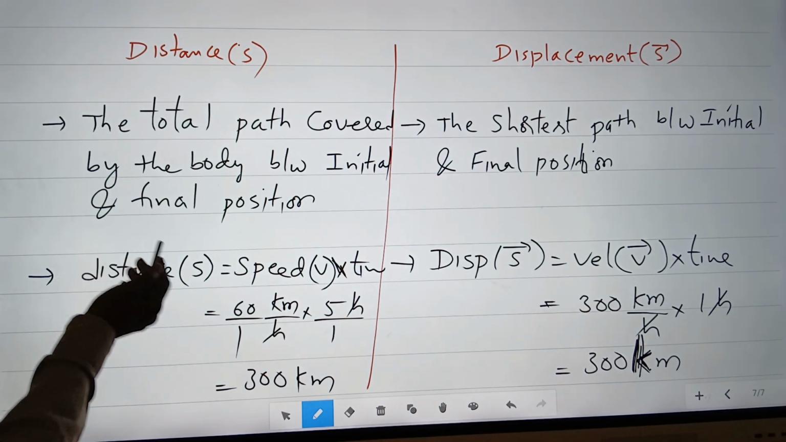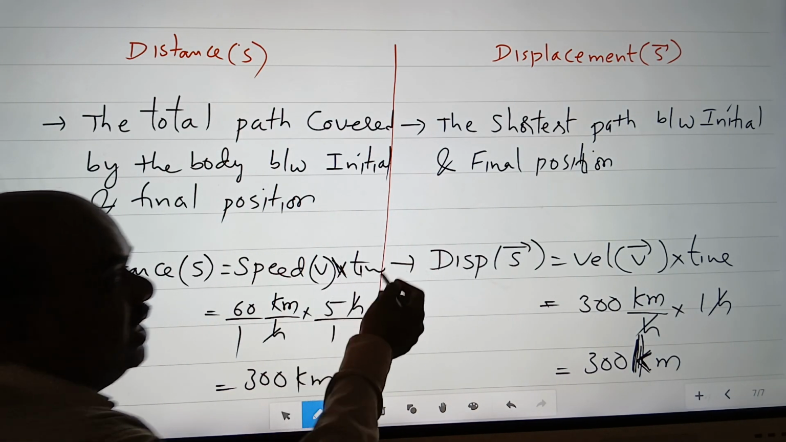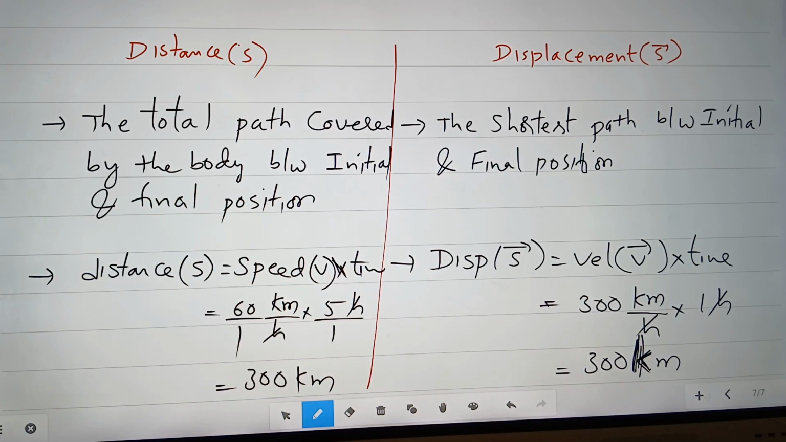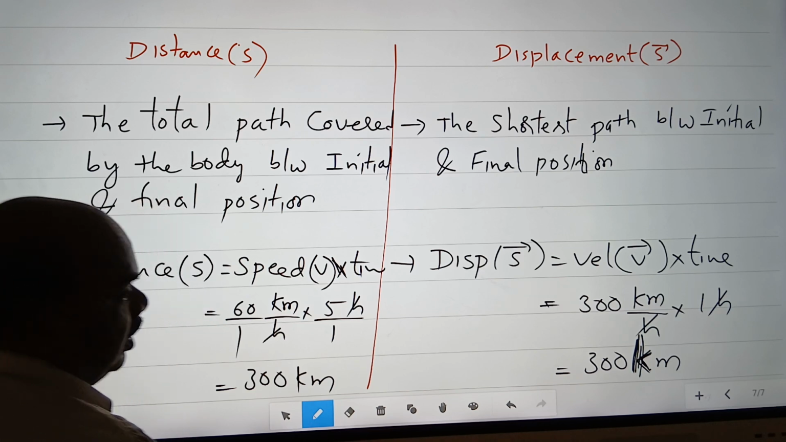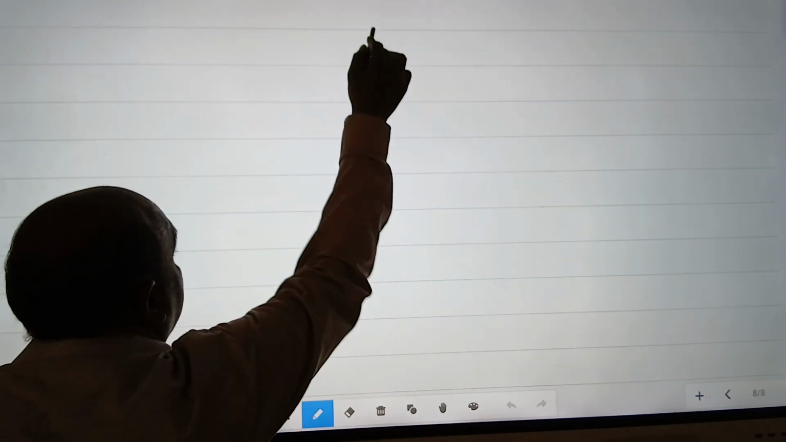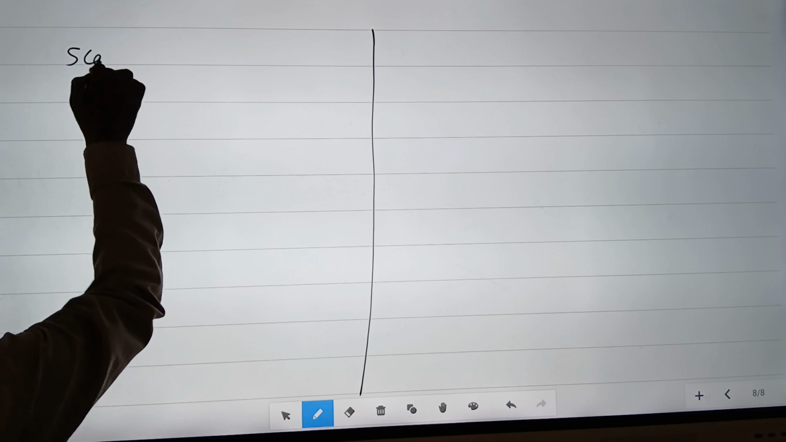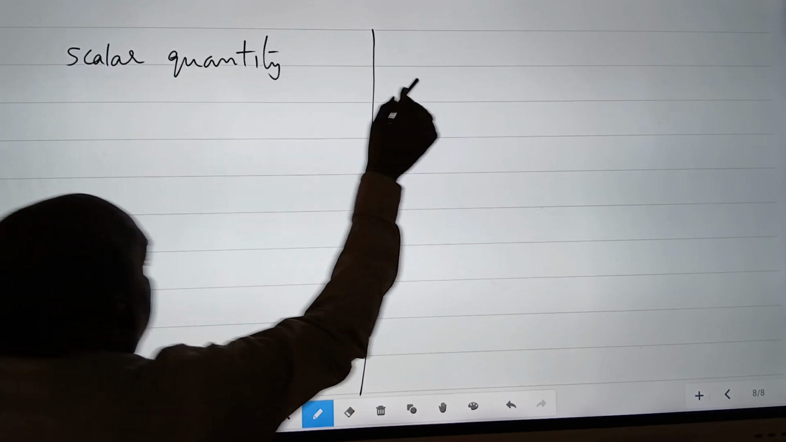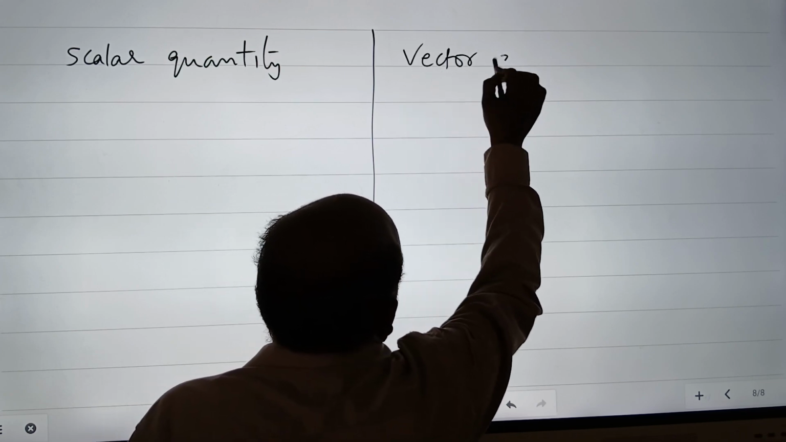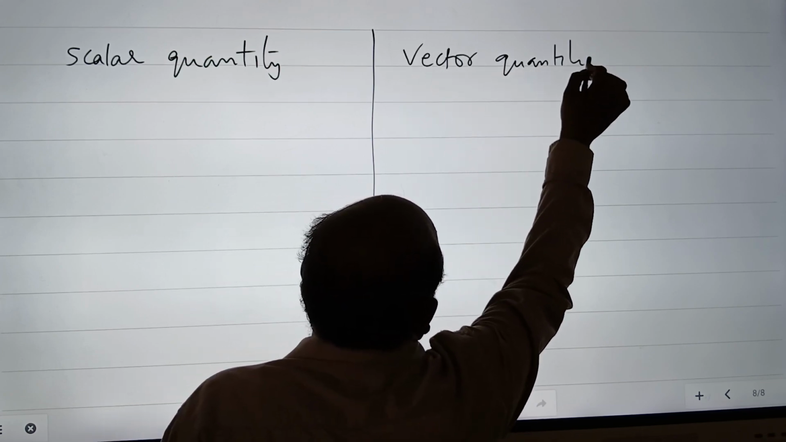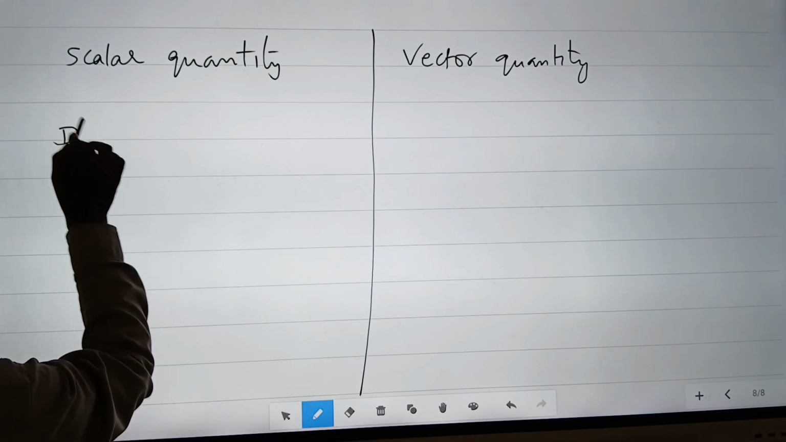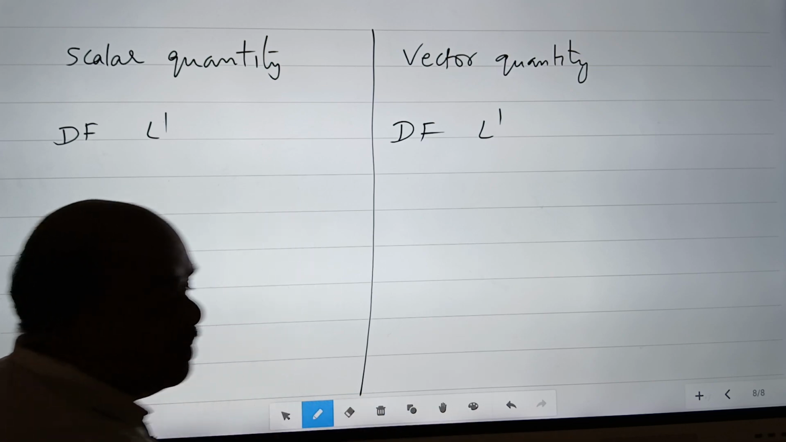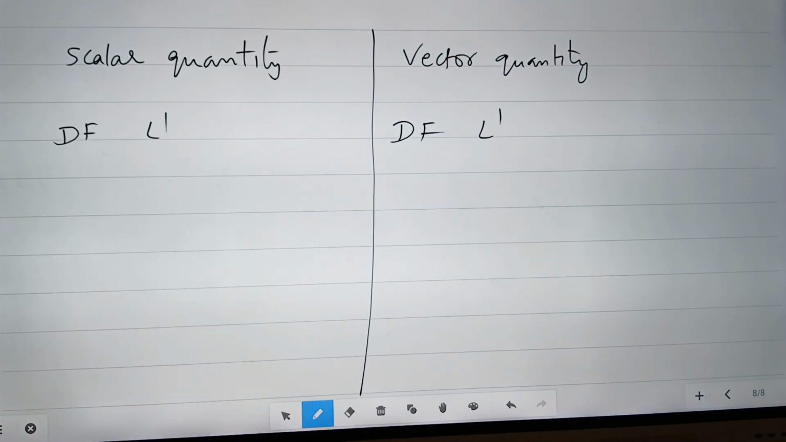Distance is the total path covered by the body between 2 points. Displacement is the shortest path between initial position and final position. Distance equals speed into time. Displacement equals velocity into time. Next point, note down. Distance is a scalar quantity. It has no direction. Displacement is a vector quantity. Distance dimensional formula is L1. Displacement dimensional formula is also L1.